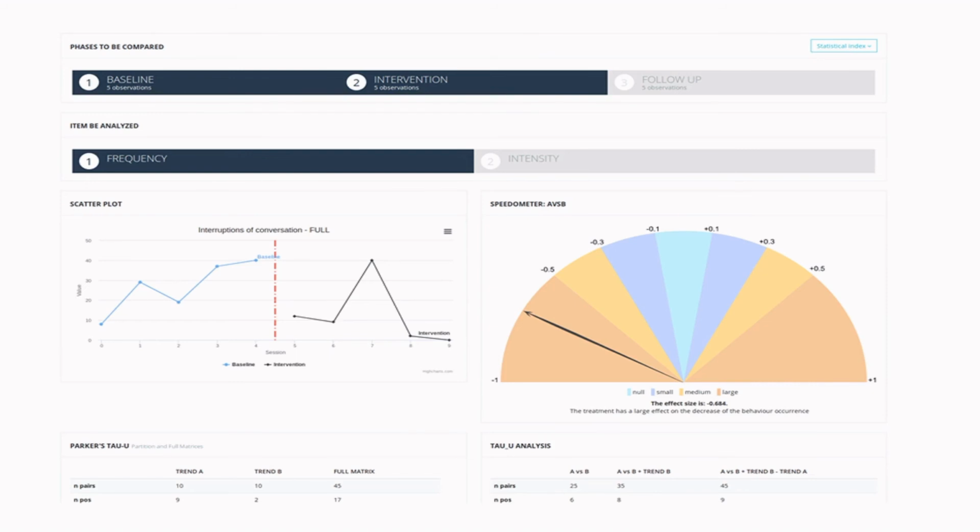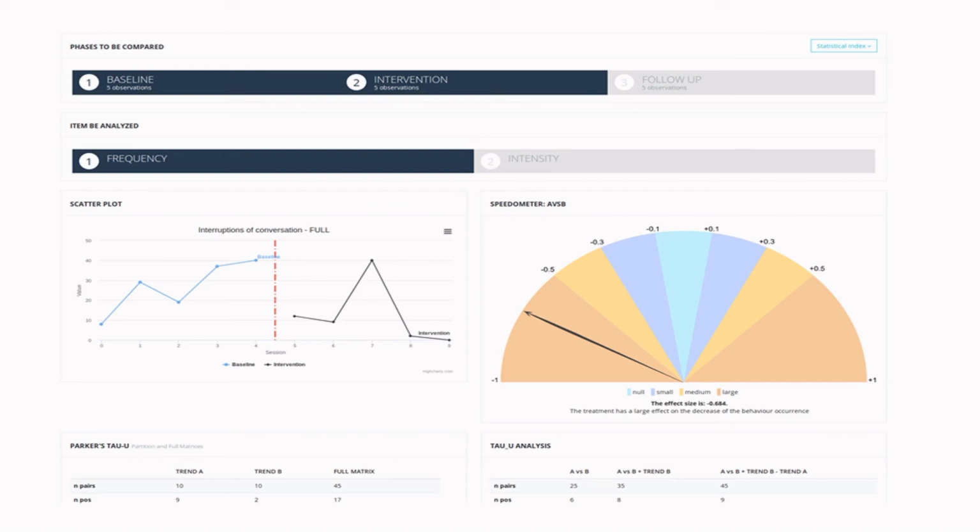Look at the graph. You have 5 observations for each phase. This means that we used the same measure 5 times per phase to monitor the outcome of interest, in this case the frequency of interruption during conversation. It is fundamental that you collect at least 4 observations per phase, otherwise the algorithm will not provide you with this output.